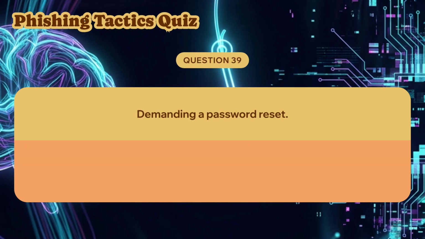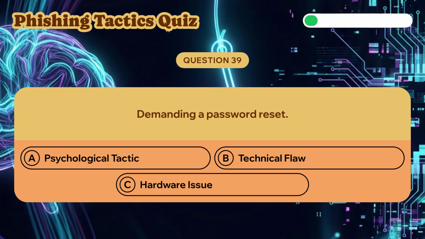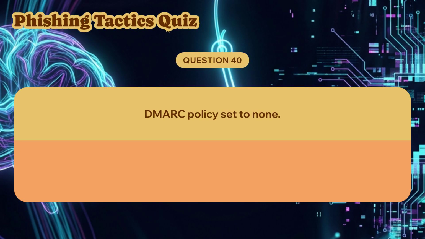Demanding a password reset. DMARC policy set to none.